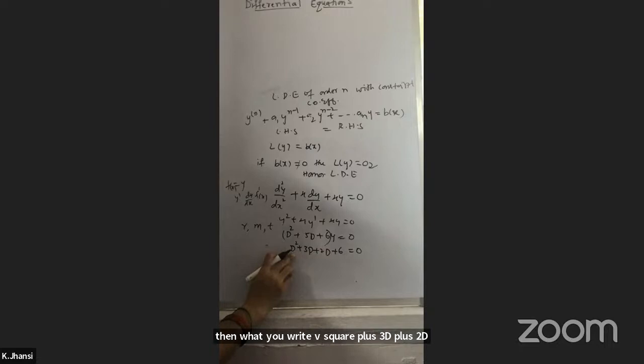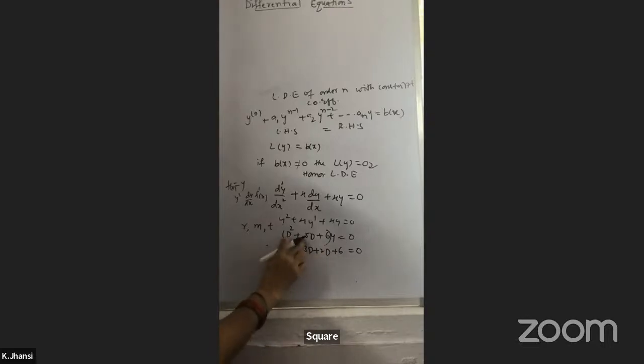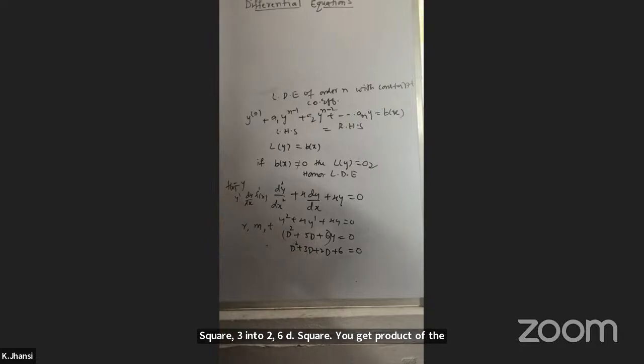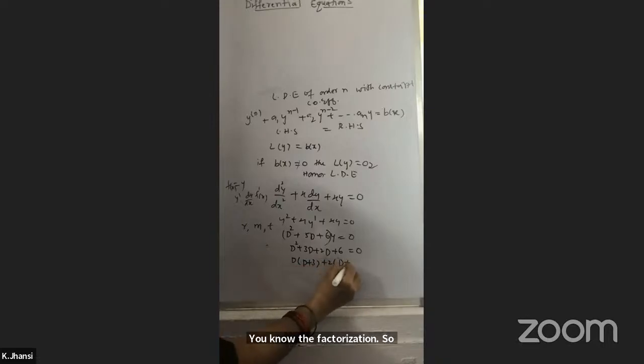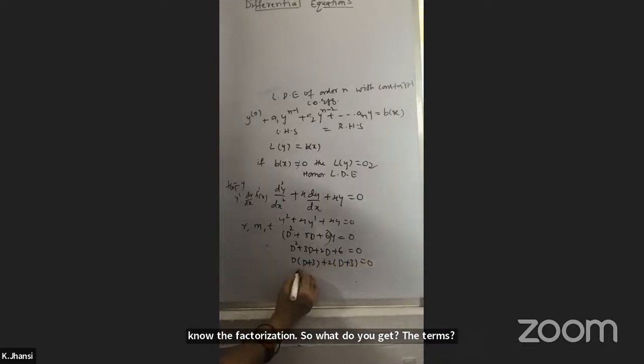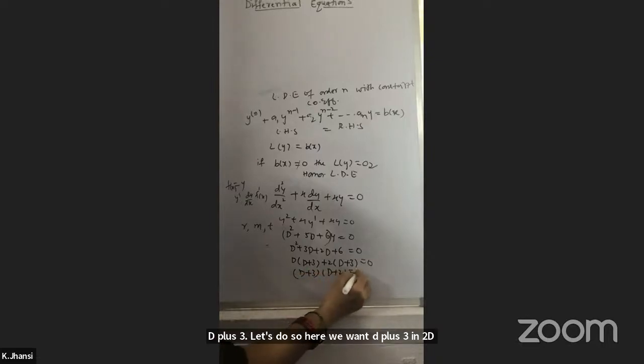6 into D square means 6D square. 3 into 2 is 6D square. You get the product of these two terms, and the addition of these two terms you get in the middle. I hope you know the factorization. So you get (D plus 3) into (D plus 2) equals 0.